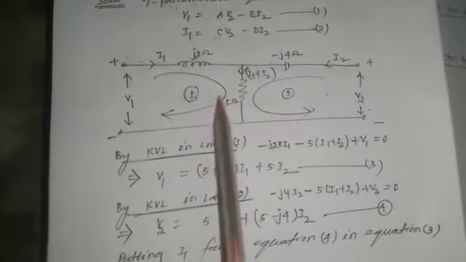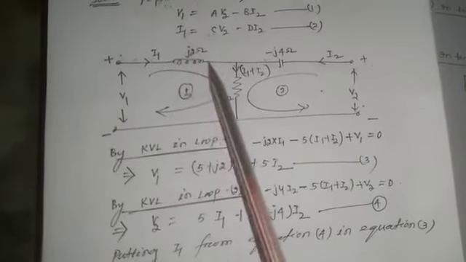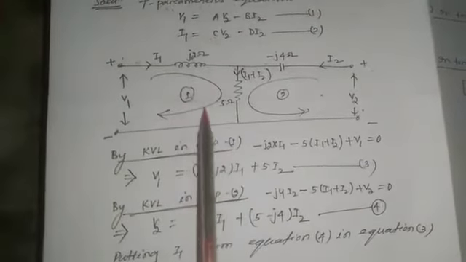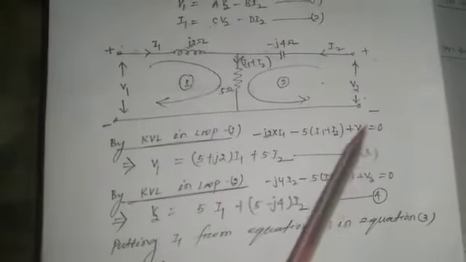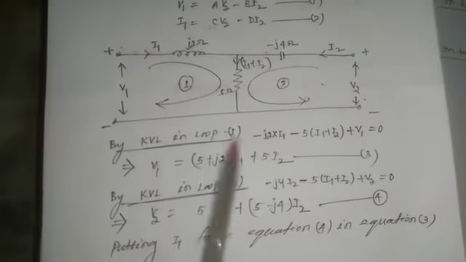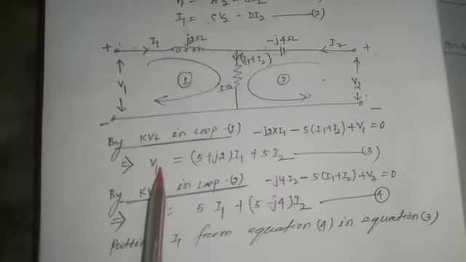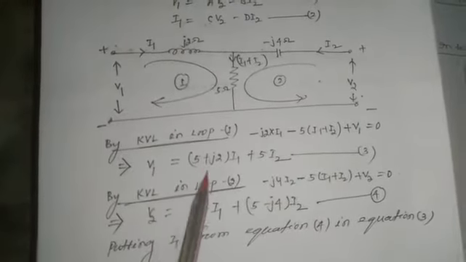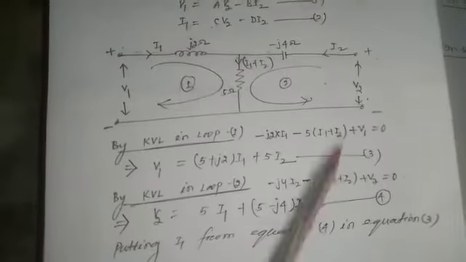If you apply KVL in loop 1, you see the equation here: minus j2 into I1 minus 5 into (I1 plus I2) in this direction, plus V1 is equal to 0. You take V1 on the left-hand side and the other terms on the right-hand side, and rearrange this one. You can get V1 is equal to (5 plus j2) into I1 plus 5 I2. That is your equation number 3.